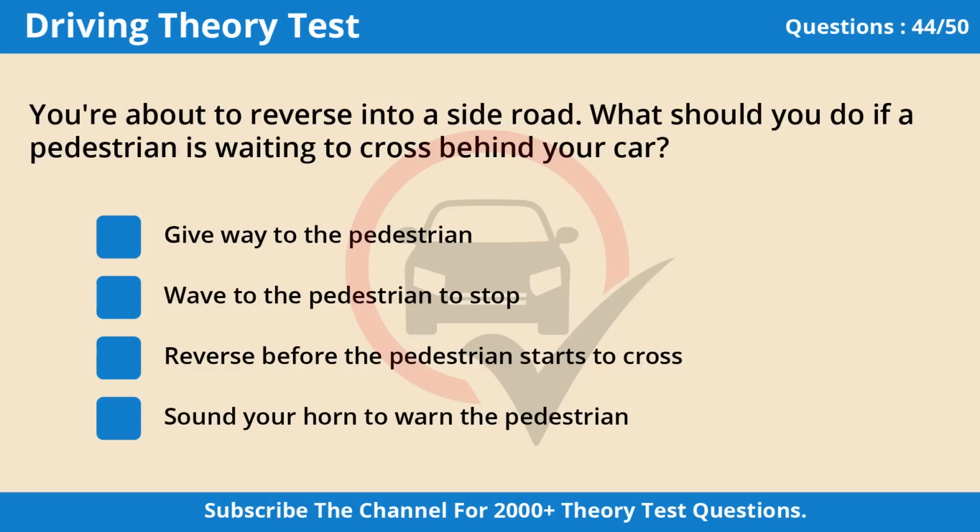Question 44. You're about to reverse into a side road. What should you do if a pedestrian is waiting to cross behind your car? A. Give way to the pedestrian. B. Wave to the pedestrian to stop. C. Reverse before the pedestrian starts to cross. D. Sound your horn to warn the pedestrian.